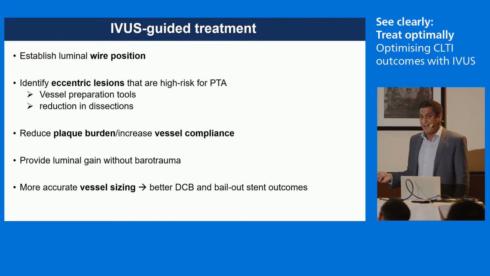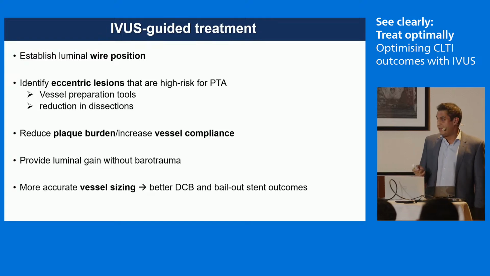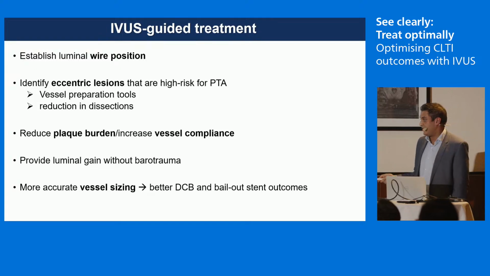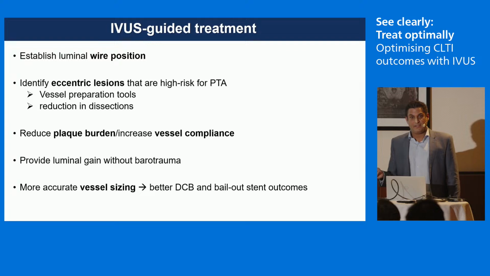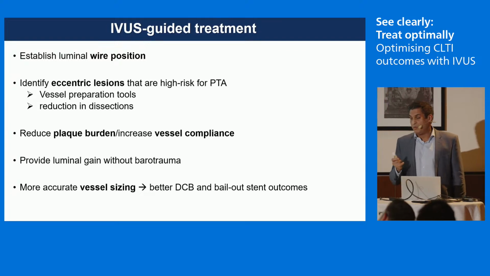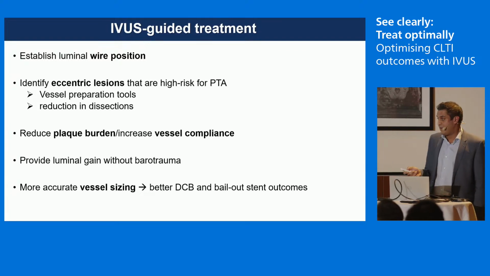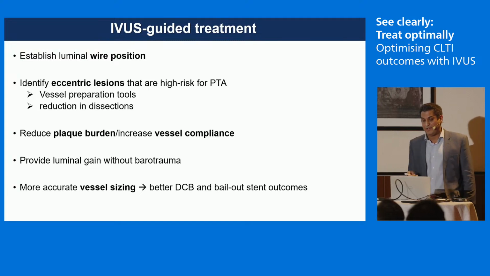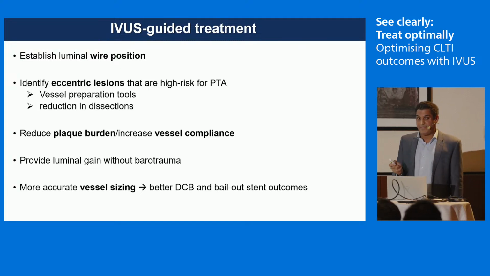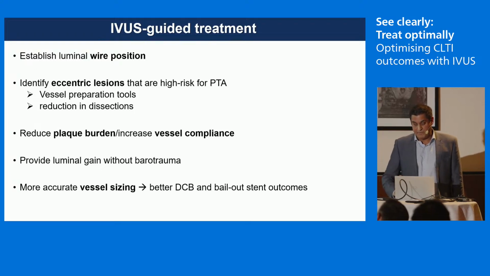And all of that is without barotrauma, because we know barotrauma is linked to restenosis. And then vessel sizing is key because we use DCBs quite heavily in our practice. Our patients are all CLTI, and we really want to prevent that early restenosis. And of course, you want your bailout stent to be well opposed.